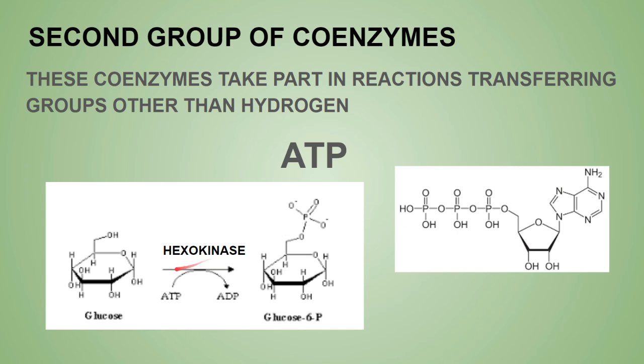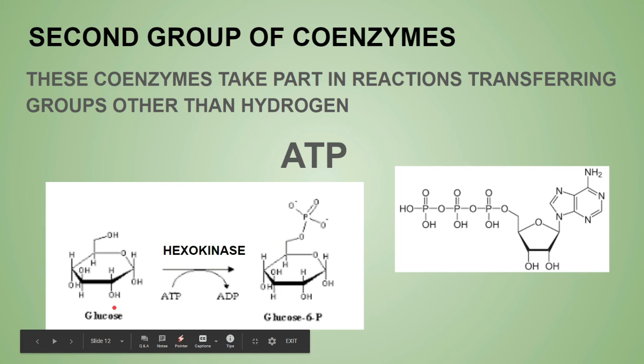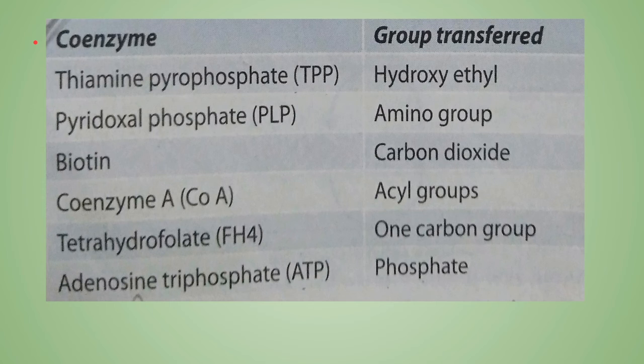As you can see in this example, glucose is converted to glucose 6-phosphate by the enzyme hexokinase in the presence of ATP, where one phosphate group is transferred to the glucose. So these are some examples of the coenzymes and the groups transferred by them.